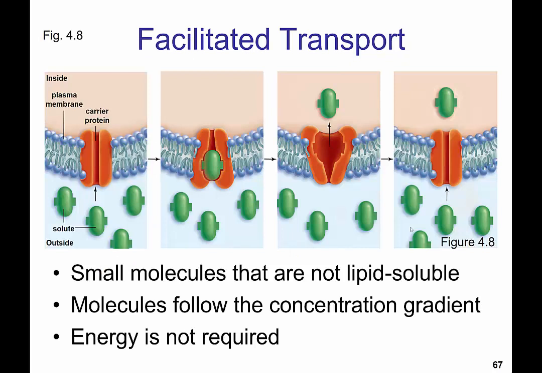This is how that looks. With a carrier protein that spans the plasma membrane, this allows for the passage of small molecules that are not lipid soluble. Molecules still follow their concentration gradient and energy is not required. So the solute that is outside of the cell here, here's a higher concentration of the solute here, low concentration here. This carrier protein can change conformation or shape to help transport it.